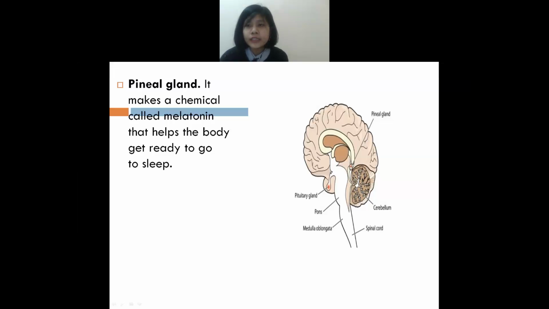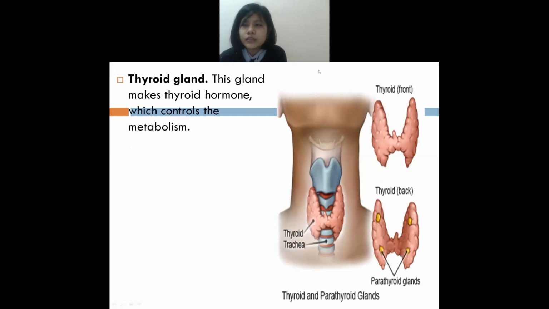Okay, I repeat again. So this is the pineal gland, which the endocrine system makes. This pineal gland you will also find in your brain. And what does this pineal gland do? It makes a chemical which is known as melatonin. And this melatonin helps you in controlling your sleep. I mean, it makes you ready to go to sleep. I hope it's clear, everyone.